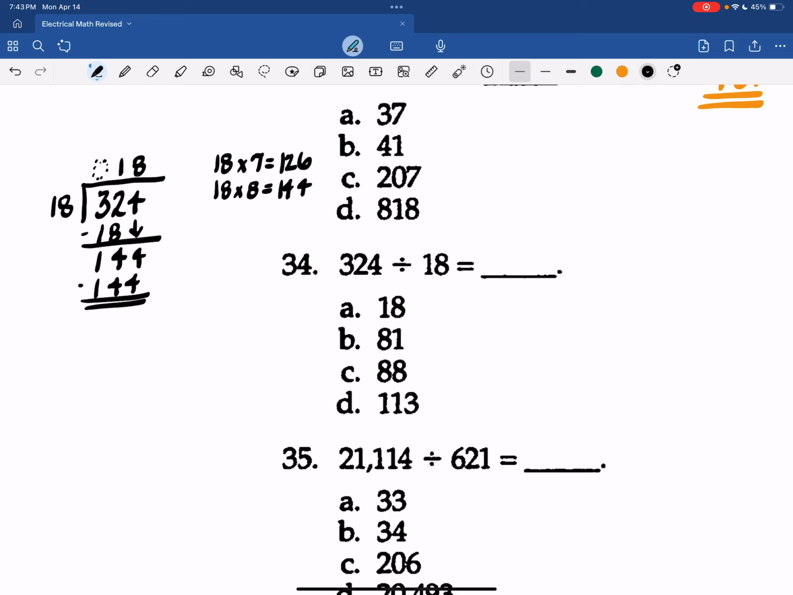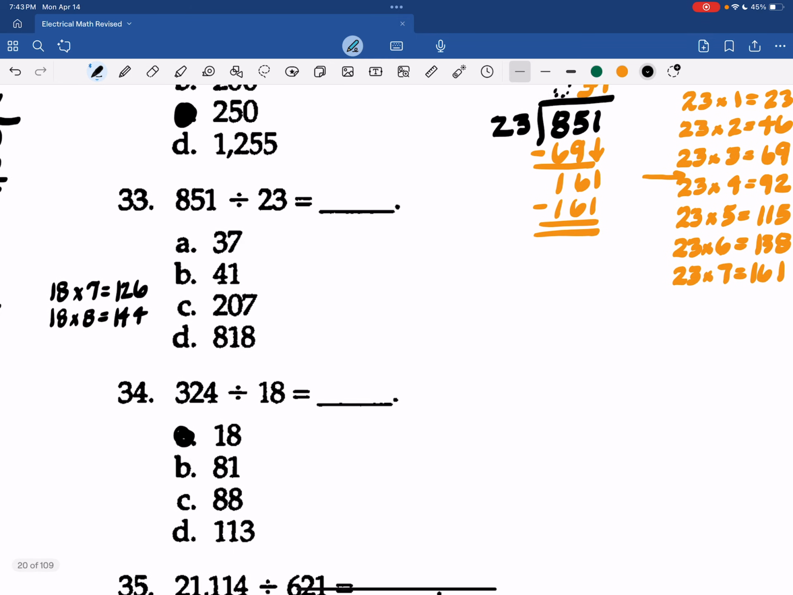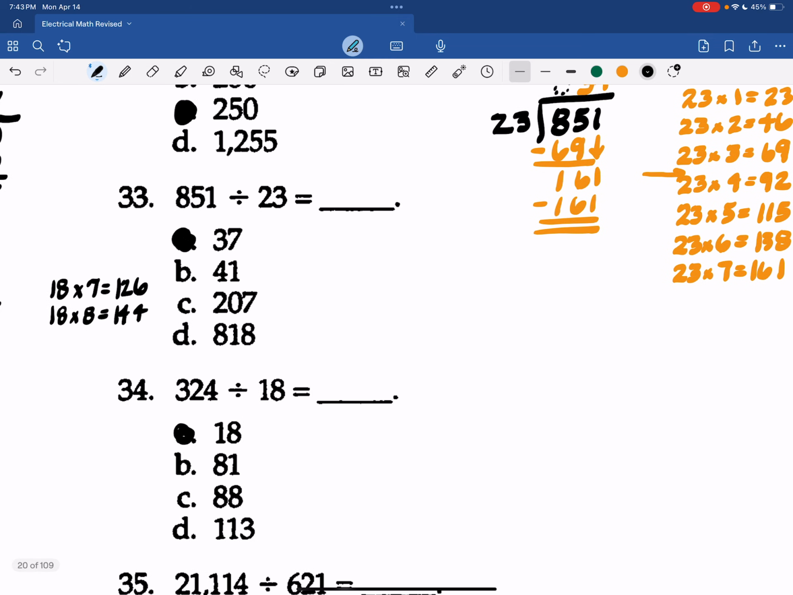So I like 18 for that one. And I just didn't even mark this one, did I? 37 for number 33.